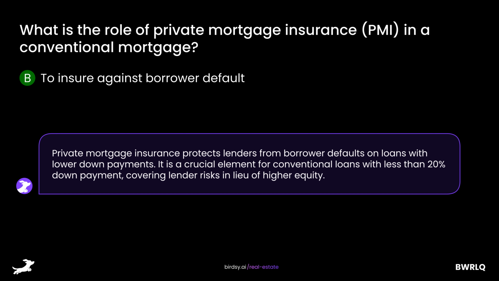Private mortgage insurance protects lenders from borrower defaults on loans with lower down payments. It is a crucial element for conventional loans with less than 20% down payment, covering lender risks in lieu of higher equity.